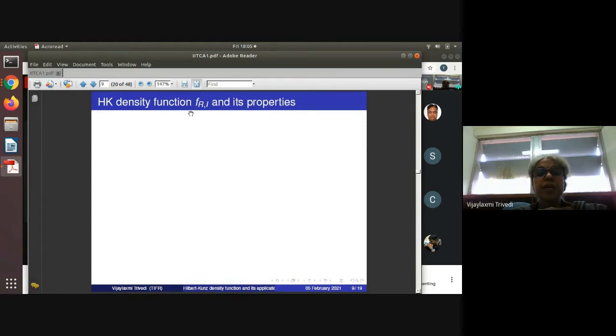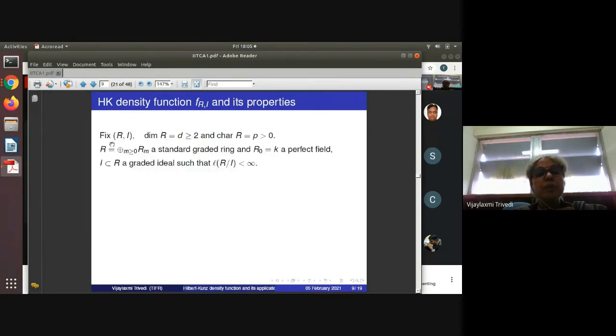So this function is defined, of course, for a narrower class of rings, what you call standard graded rings, and where the ideal I is also standard graded, because I take the help of the gradation of the ring to define this function. So now you fix throughout R and I, where R is a standard graded ring, and R0 you also assume further to be a perfect field. And I is also a homogeneous ideal of finite colength. And here I'm also using d greater than or equal to 2. For d equal to 2 we have a pretty satisfactory answer, so it's okay.